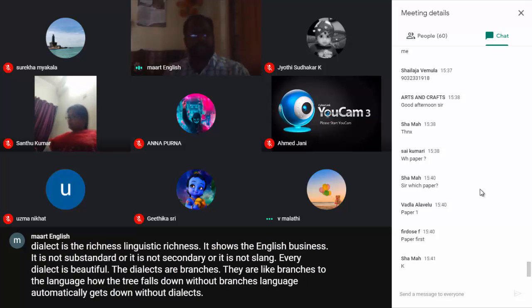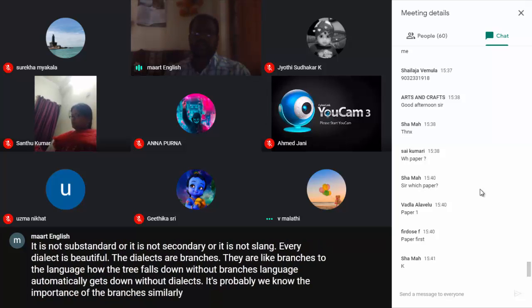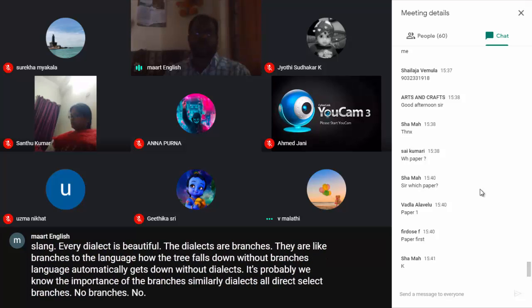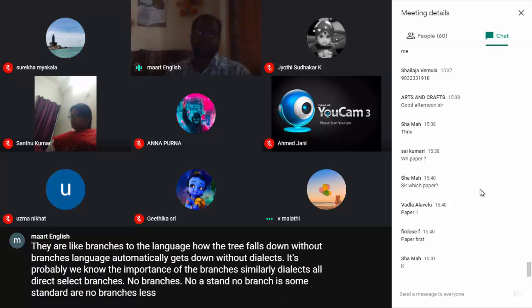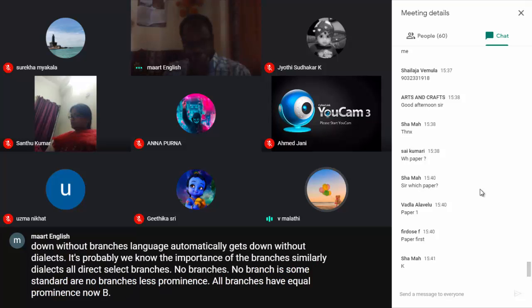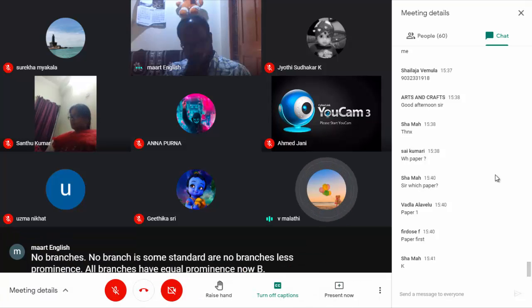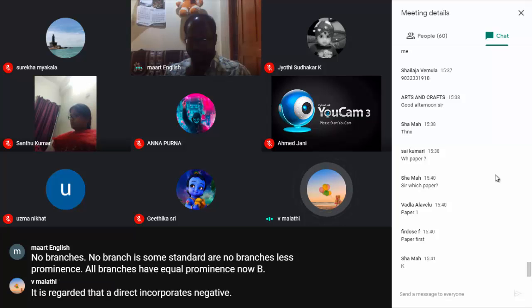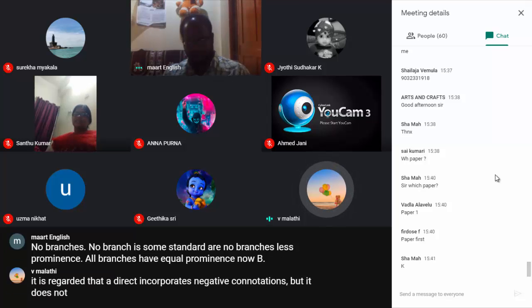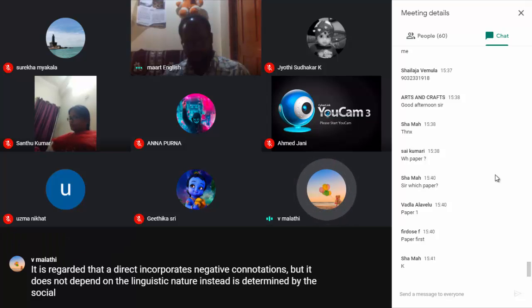Yes, probably we know the importance of the branches. Similarly, dialects, all dialects are like branches. No branch is substandard or no branch is less prominence. All branches have equal prominence. Now, B. It is regarded that a dialect incorporates negative connotations, but it does not depend on the linguistic nature. Instead, it is determined by the social values and the social positions of the community of its speakers.